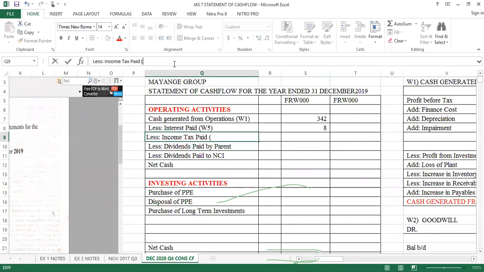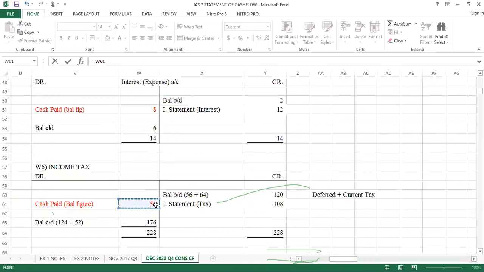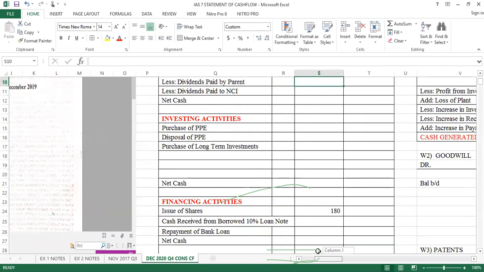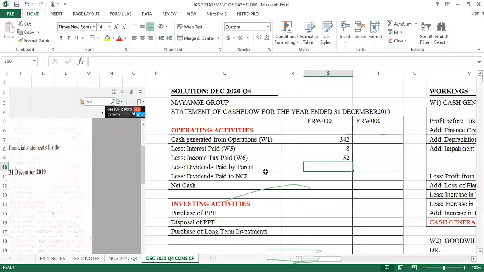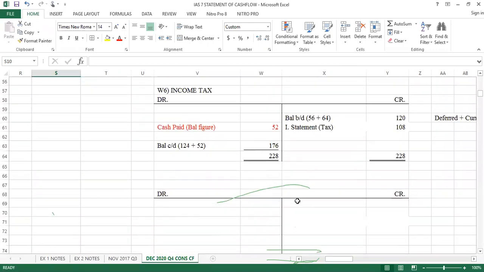So slowly we are moving on. Working 6 is 52. Are we still remaining? Okay, yeah. So we are remaining with working 7, dividend paid by the parent, and working 8, dividend paid to NCI.